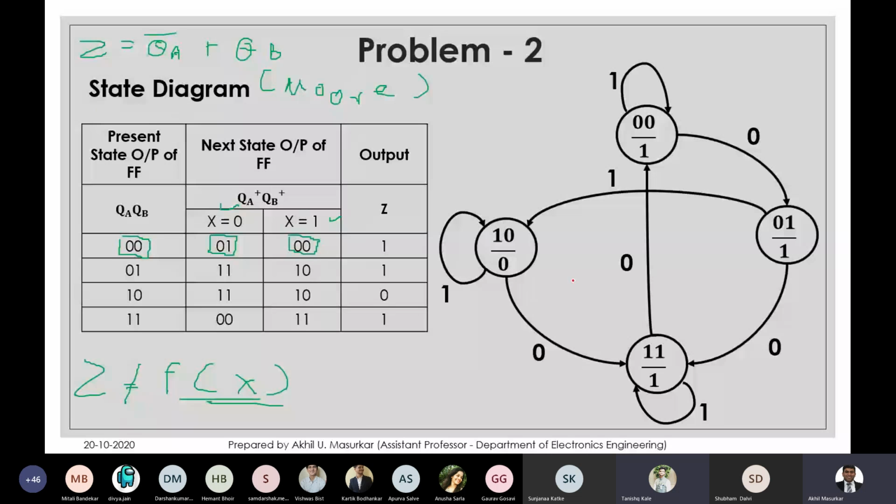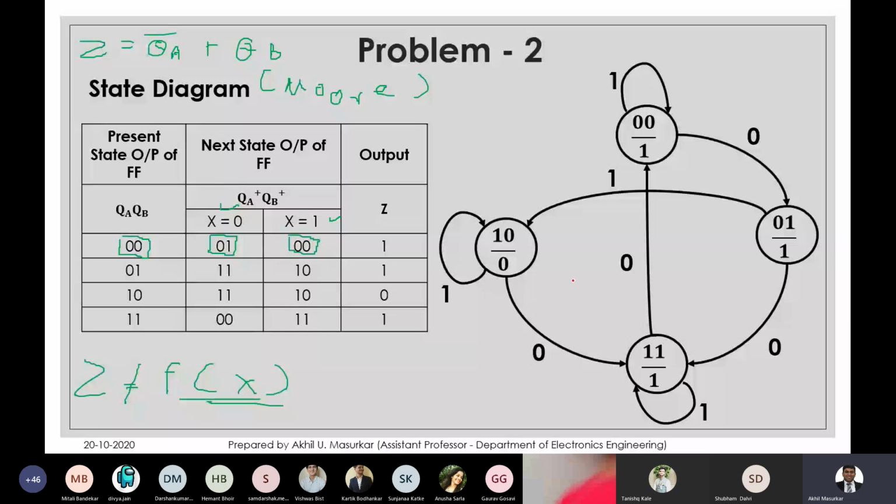Sir, when to use which notation? Here the output we are writing in the denominator, but sometimes we write it on the arrow. For a Moore circuit, we always write like this. And if it's a Mealy circuit, then we write it on the arrow.